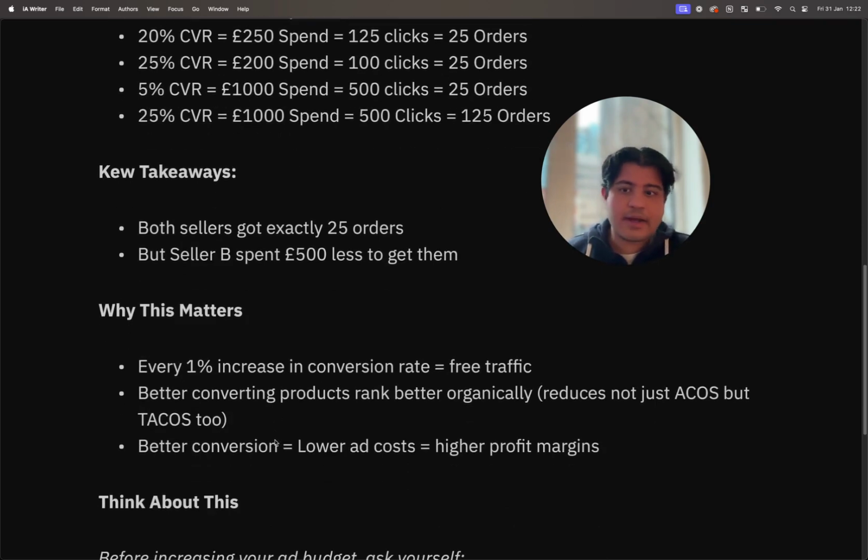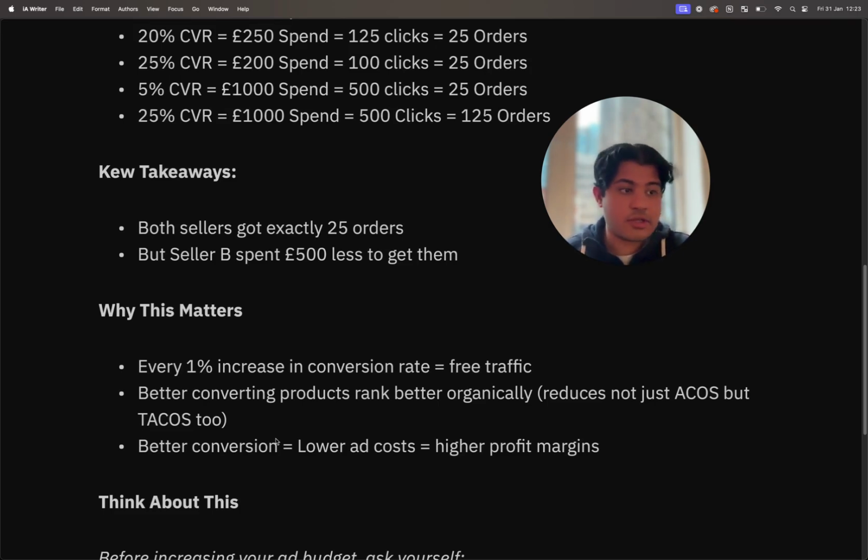So why does this matter? Every 1% increase in conversion rate is essentially free traffic. You can take it as free traffic. And also, better converting products rank better organically on Amazon. Just think about this: if you convert better, you make money, Amazon makes money, and it is in Amazon's best interest to put you in front of more people, because they know they will make more money. So if you convert well, you will rank organically better on Amazon.